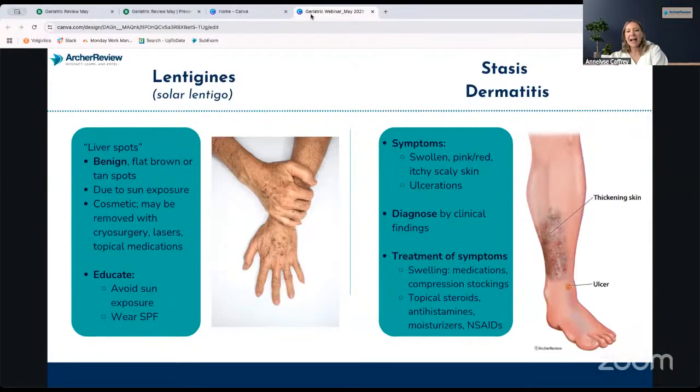Stasis dermatitis, I call these cranky calves. Think itchy, swollen, red. It's often misdiagnosed as cellulitis, which is a bacterial infection. These are just inflamed, so they get ulcerations. It's because of decreased blood flow down to the legs. So you're going to want to treat the symptoms, treat the swelling with compression stockings, and then things like steroids or moisturizers and NSAIDs can help with the pain, the itching, the scaliness.